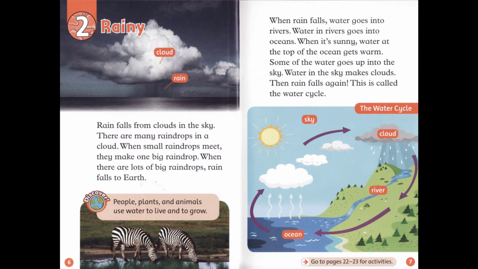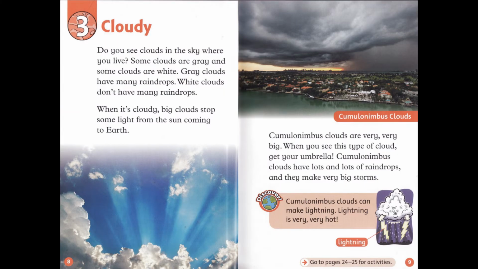Chapter 3. Cloudy. Do you see clouds in the sky where you live? Some clouds are gray, and some clouds are white. Gray clouds have many raindrops. White clouds don't have many raindrops. When it's cloudy, big clouds stop some light from the sun coming to Earth.